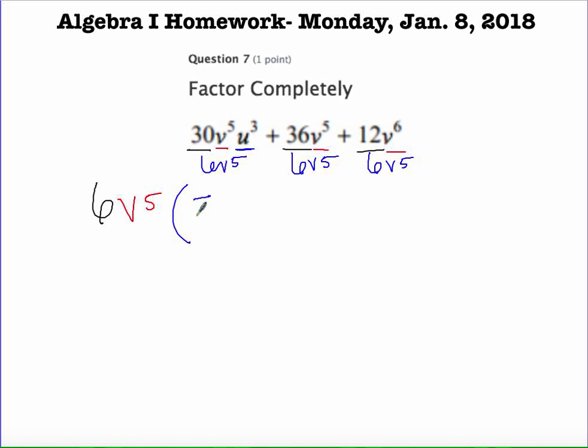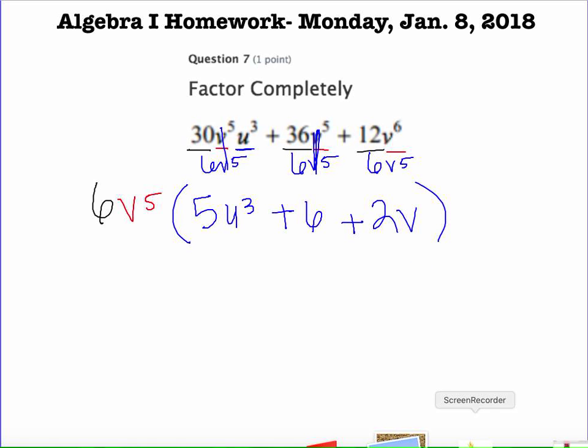That would leave us with 5, v to the 5th is gone, u cubed. 36 divided by 6 is going to be 6, v to the 5th over v to the 5th is gone. And then 12 divided by 6 is going to leave us with 2. V to the 6th divided by v to the 5th leaves us with v to the first power. Now, if you wanted to, you could technically rearrange this to put your u cubed, 2v, and 6, but since we're really focused on the GCF part of this, we're not going to stress out too much about it.